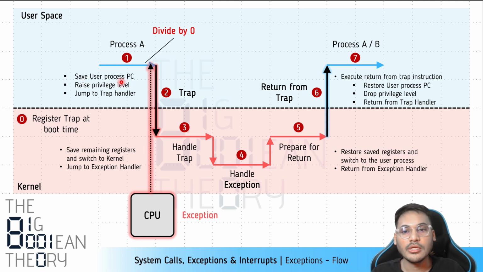And finally, the last thing that we need to do is change the program counter. We will use the same program counter that we had saved. The first step that we did when the exception happened is that we saved the program counter of the user. So we will restore that, and once we restore that, we can say the execution has resumed from the user process. So this is how the return from trap instruction works.